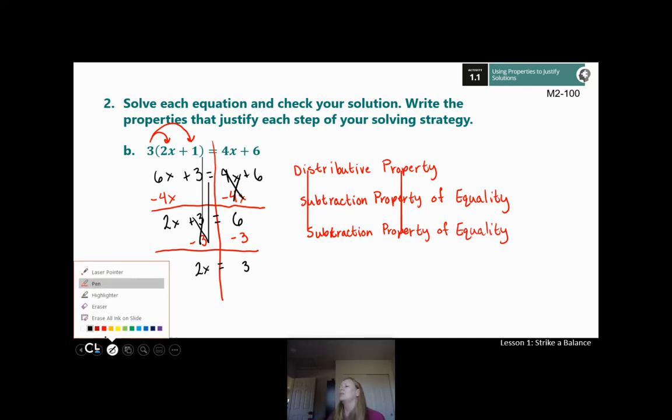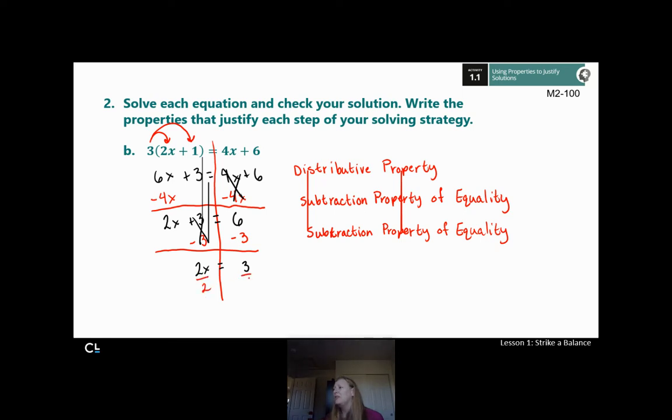Ooh, we're so close. We're almost there. So last thing I need to do is get that x alone, and it's being multiplied by a 2. I undo multiplication with division. So I'm going to divide by 2, which means we just used the division property of equality.